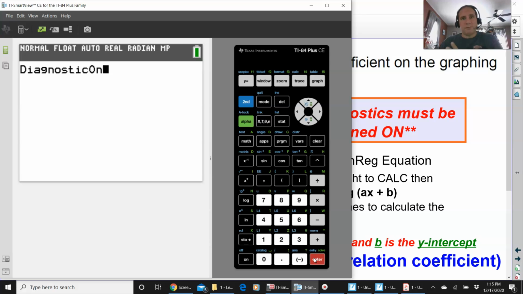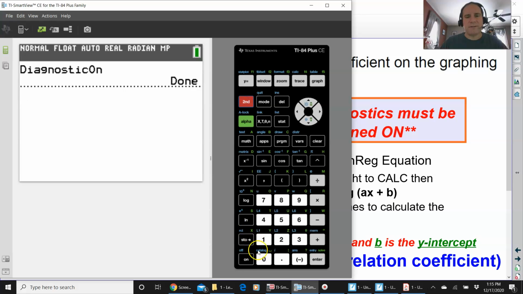Right, so diagnostics on. If you press enter, it'll go to its own screen. Diagnostics will be on, and you press enter again, and it'll be done, right? So it says done.